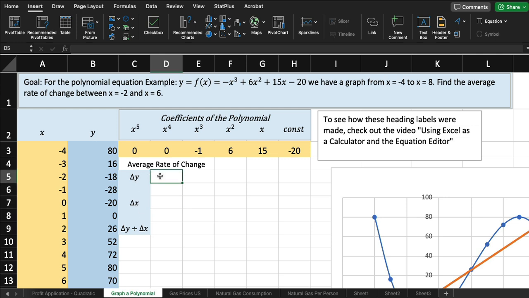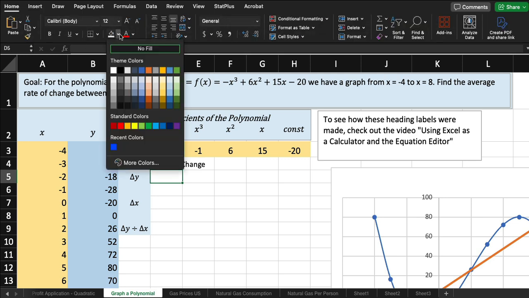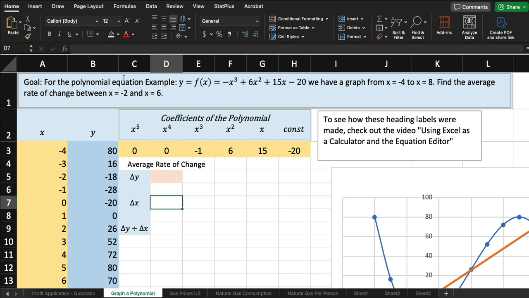Okay. All right, so let's go back to the Home tab, and we're going to just color this in. I want to make it an obvious color, so let's make it orange. And then this is going to be orange also, and then this is also going to be orange. So those are our three values that matter.